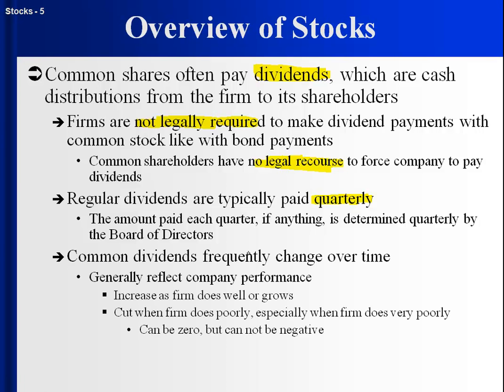Common dividends frequently change over time, and they can change in both directions because they generally reflect company performance. When the company does well or grows, they'll increase. That's one of the reasons why people buy common stock, the hope that if the firm does well, they can increase dividends and increase that cash flow to the investors. On the other hand, when the firm does poorly, they can be cut. They can be cut to zero, but they can't be negative. Zero just means the board says, sorry, the firm can't pay you anything. Or they can be positive. But they can change in both directions depending on how the firm is doing.